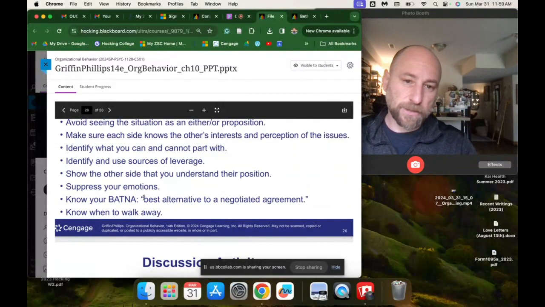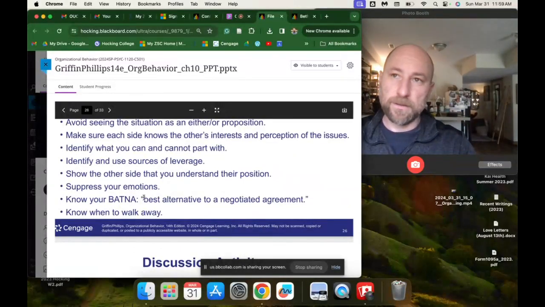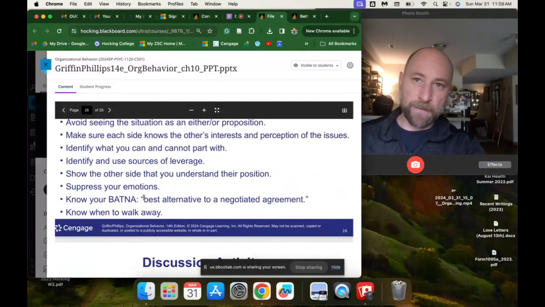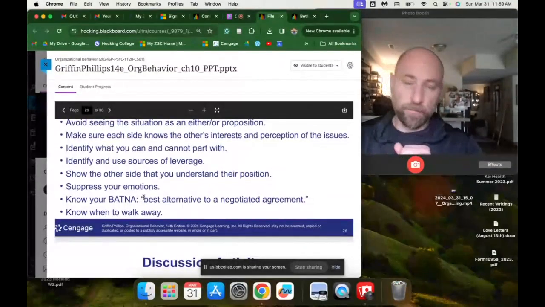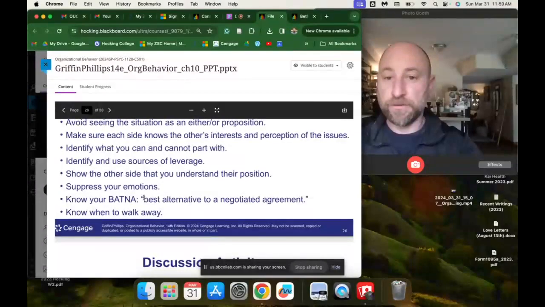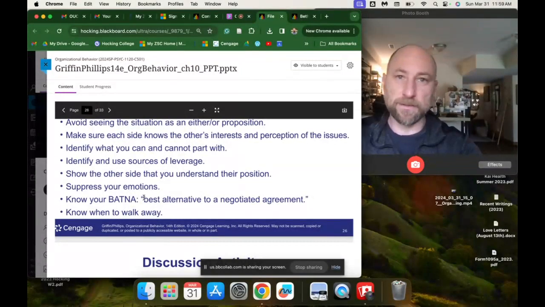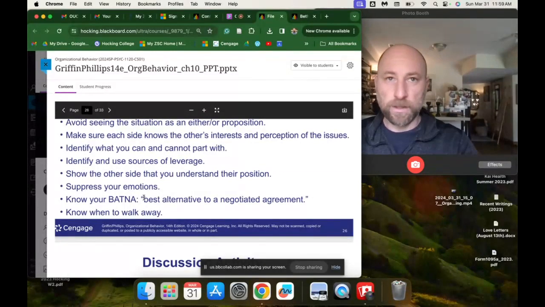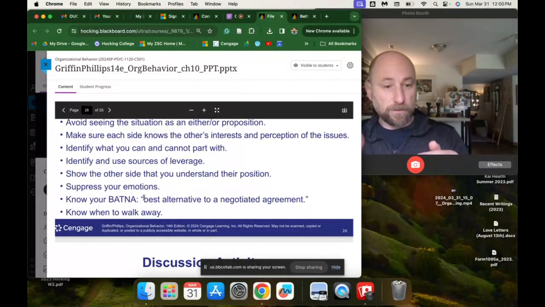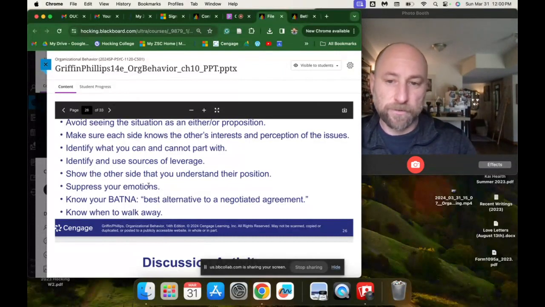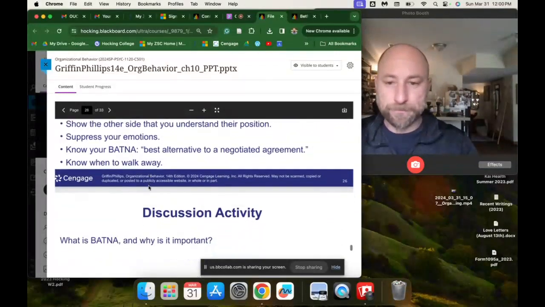Know your BATNA. It's your best alternative to a negotiated agreement. So, the simplest example here is you're looking for jobs. Well, if job A offers you $60,000, but you're trying to get more pay at another job, you say, look, I'm not taking this job unless it's more than 60,000, because you might not want to give them that specific number in a negotiation. But if you can't come to an agreement with this person, you know what your best alternative is. It's very clear, it's 60,000. And then knowing when to walk away.